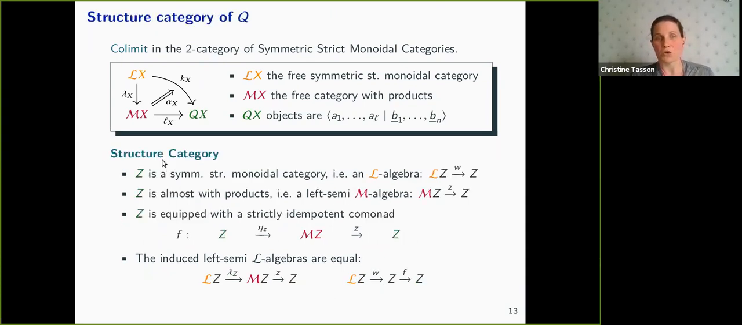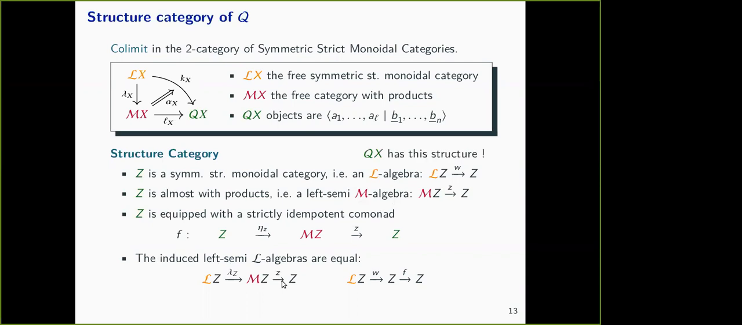So I define a new 2-category, which is the structure category, and this is the description of the objects of this structure. It's exactly the properties that I have just shown on QX. Z is an L algebra. It is almost with products, so it's a left semi-M algebra, and it's equipped with an idempotent, strictly idempotent comonad, which induces 2 left semi-L algebras which are equal. And of course, QX is one object in this structure category.